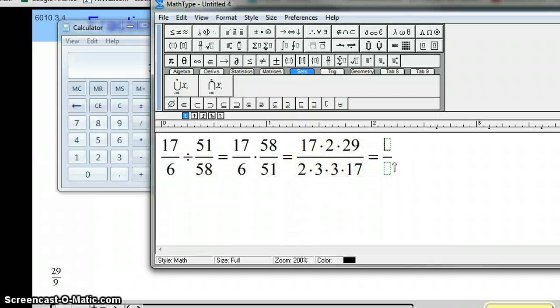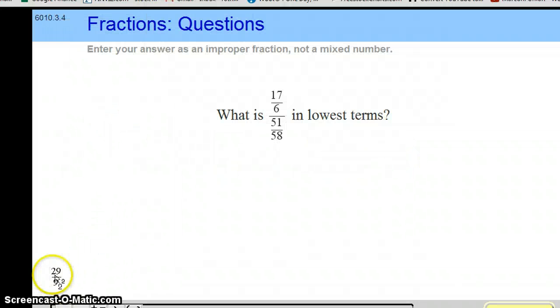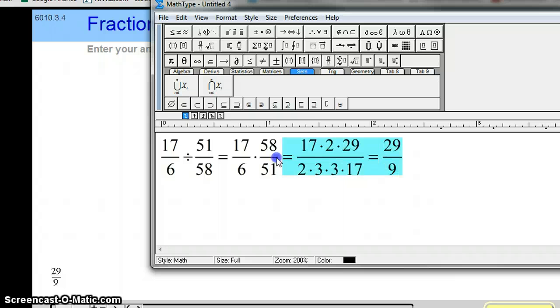So what does that leave us with? That leaves us with 29 on the top and 3 times 3 on the bottom, and 3 times 3 is 9. So our solution should be 29 over 9. And, aha, that's our solution right there. So you can see that is the method to dividing fractions. I hope that helped, and let me know if you need any more help.